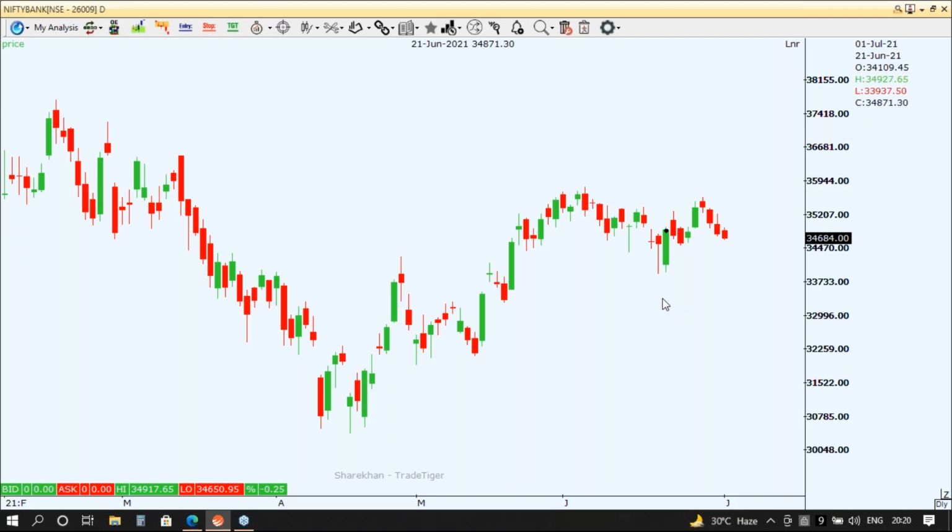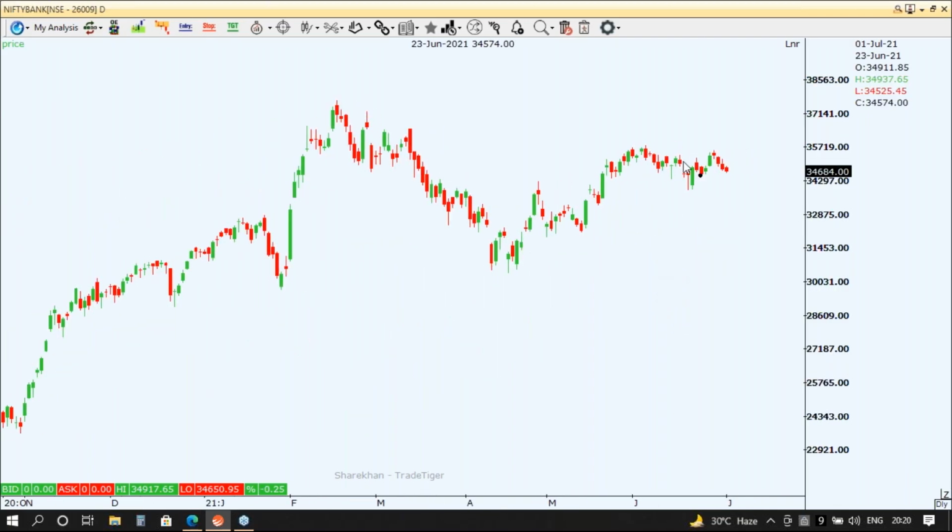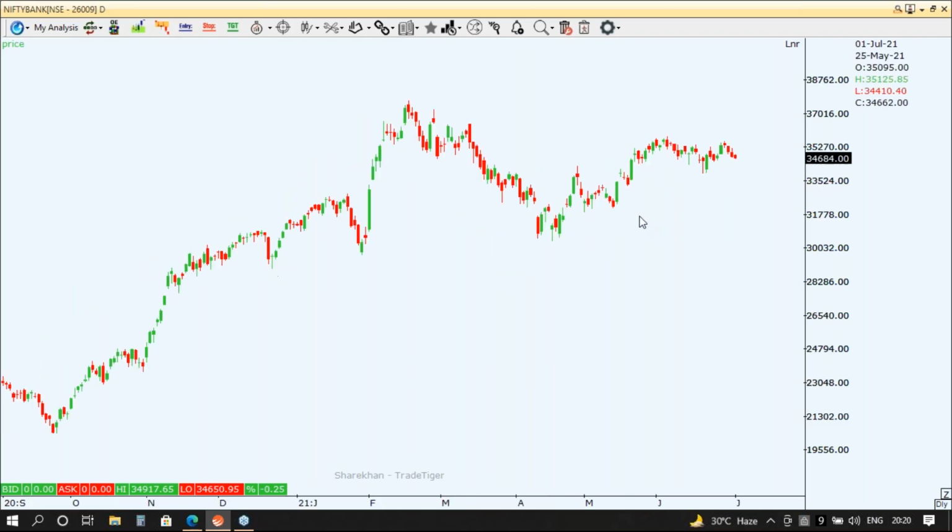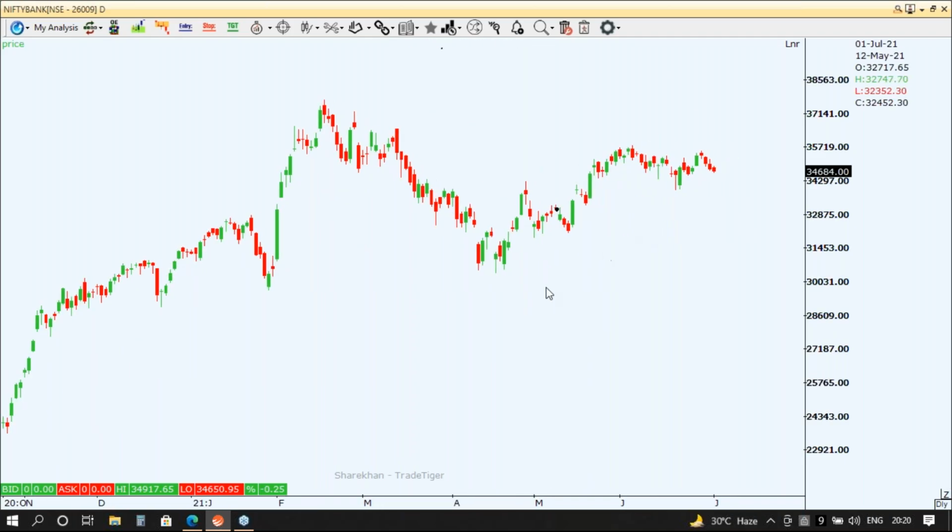So I know the answer is pretty simple. Of course, if weekly is sideways, then daily has to be sideways. There's no doubt about it. Now, have a look at this, pretty easy. Be very careful in this.